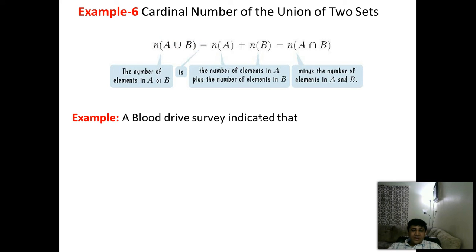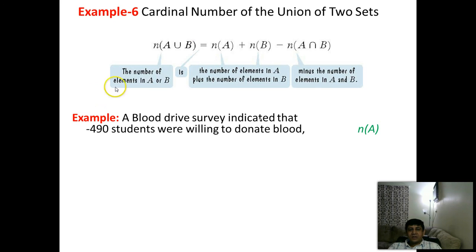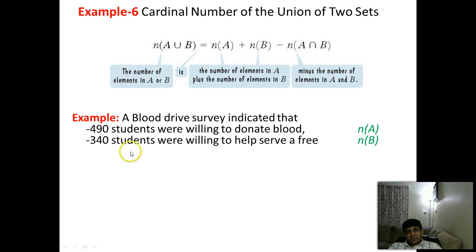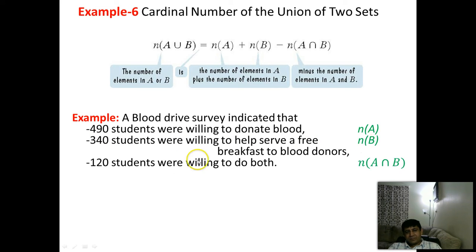So again, let's look at the survey result, a blood drive survey. It showed that 490 students were willing to donate blood, and 390 students were willing to help serve a free breakfast. So this is n of A, this is n of B. It was also given that 120 students were willing to do both. So that will be the intersection of these two.